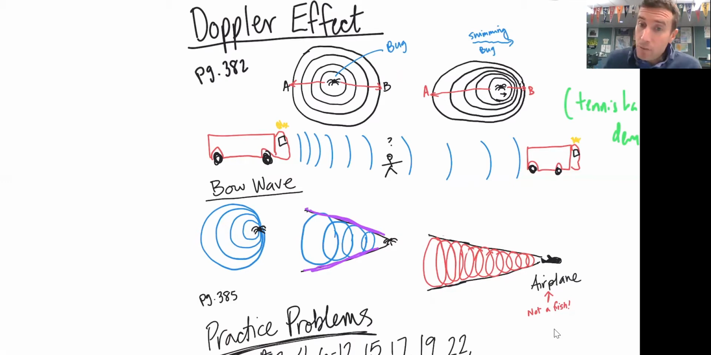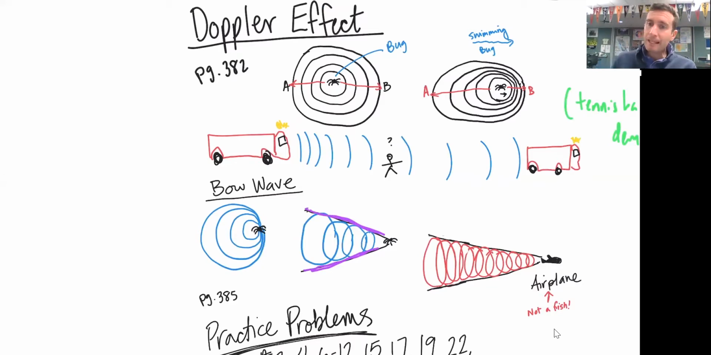Now, this also happens with sound if something goes faster than the speed of sound, and we call that a sonic boom. So if an airplane is flying faster than the speed of sound, if it's flying faster than 760 miles per hour, the sound waves behind the airplane are going to stack up, and then when all the sound hits you at once, it's going to go boom. That's just a lot of noise.